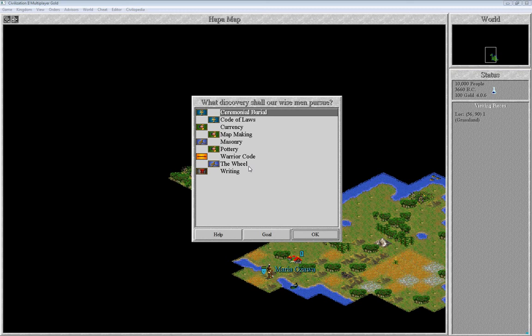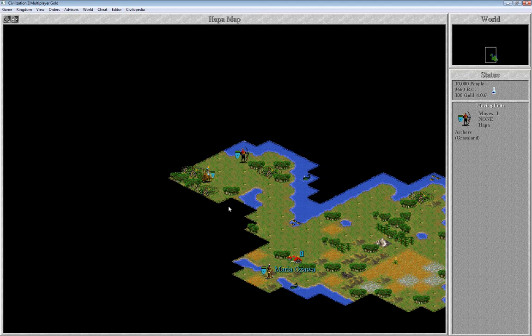I'm not sure about Communism. I'll have to look into that later. Anyway, Ceremonial Burial and Code of Laws are both before Monarchy, so we're just going to do one of those. I'm going to pick Ceremonial Burial. Okay, have these archers continue west. And let's try to get the most usage out of our chariots by staying on grassland or plains or desert.